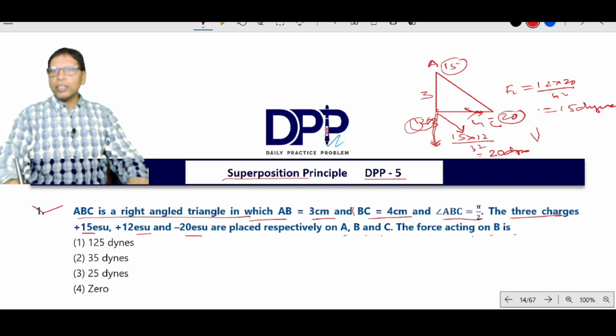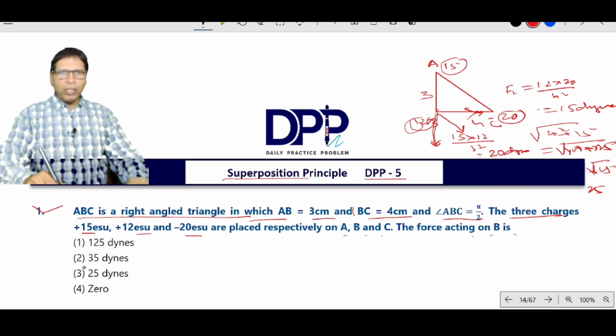So the resultant force equals the root of 20 square plus 15 square, so root over 400 plus 225, so root over 625. So 25 dyne is the resultant force. Option C is correct.